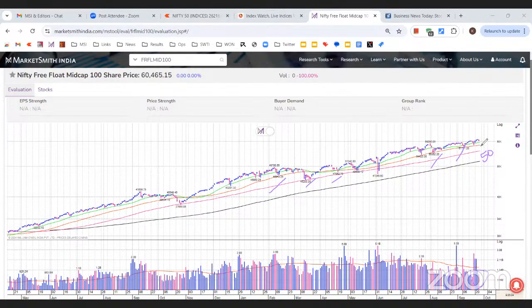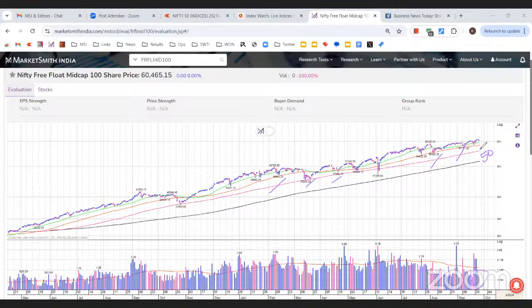Today's candle is not updated here, but it closed flat. If you look at mid cap and small cap indices, Nifty has outperformed in today's session. But if you look at the overall placement, it is very similar. It is also trading at new all-time highs.